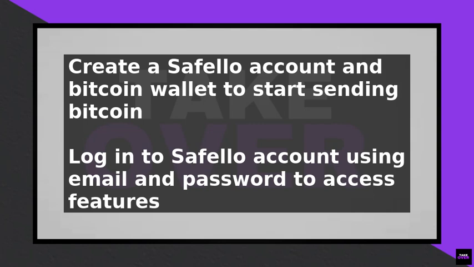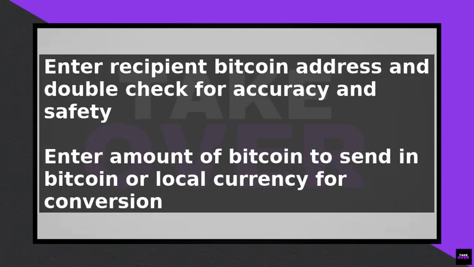First, log in to your Safello account using your email and password. Once you are logged in, click on the Send Bitcoin tab. You will be asked to enter the recipient Bitcoin address. This is the address where you want to send the Bitcoin. Make sure to double-check the address as Bitcoin transactions are irreversible.